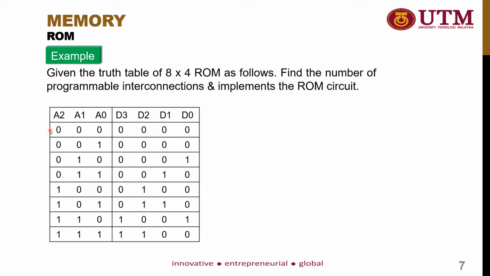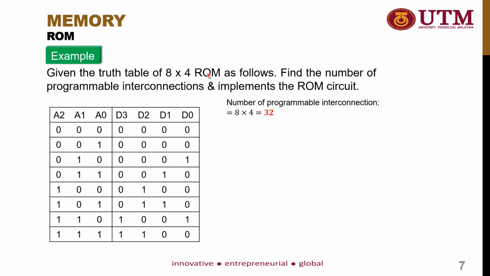In order for you to find the number of programmable interconnections, it is actually the possibilities of the input. As you can see here, the 3 inputs have a total of 8 possibilities. The possibilities of input will be multiplied by the number of outputs. The number of outputs here is 4. So we have a total of 8 multiplied by 4 equals 32 programmable interconnections for the ROM.